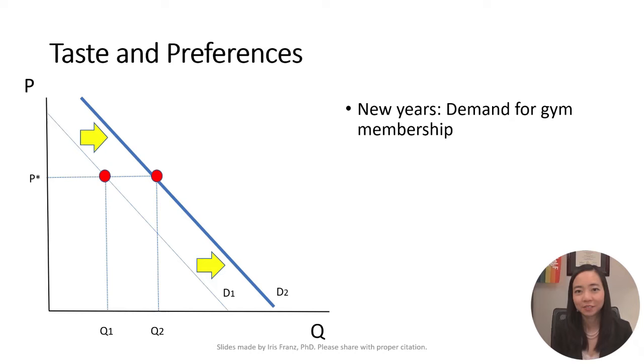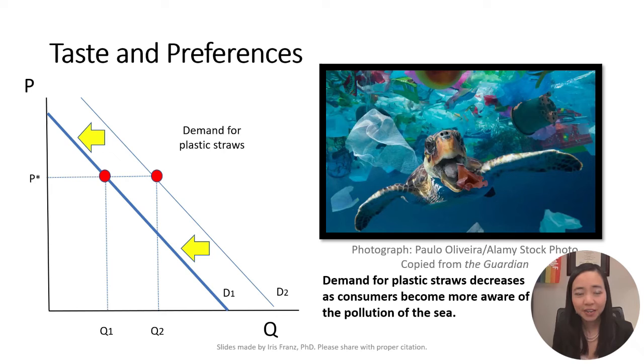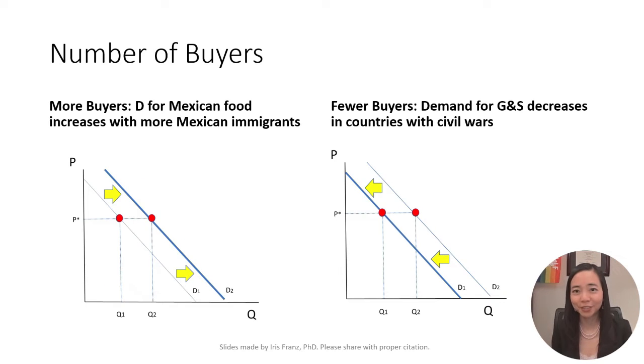Our tastes and preferences can also shift the demand curve. For example, demand for gym memberships typically increases in early January due to New Year's resolutions. Here is another example. The demand for plastic straws decreases as consumers become more aware of ocean pollution, shifting the demand for plastic straws to the left. Another key demand shifter is the number of buyers. When more people enter the market, the demand curve shifts to the right, indicating increased demand. Conversely, a decrease in the number of buyers shifts the demand curve to the left.